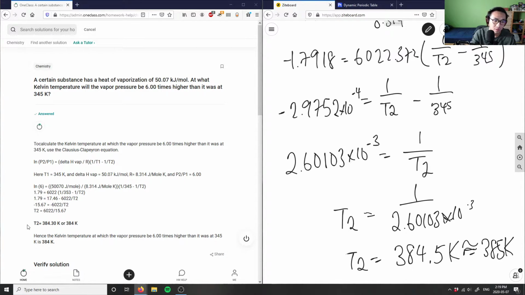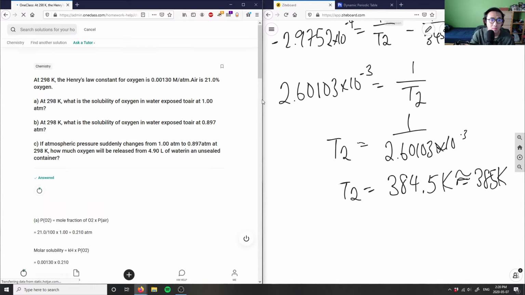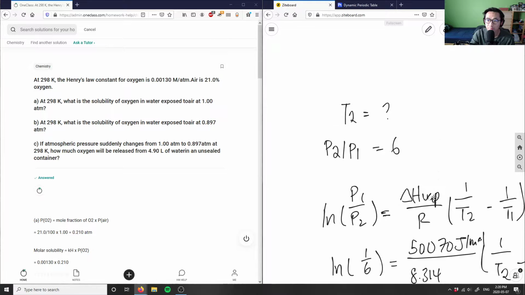And this is very, very close to the answer given here. I think it's probably a rounding issue when I rounded one of these values, but this here is the correct answer. So the solution here is correct. Good analysis here. Okay, so that's number 3.